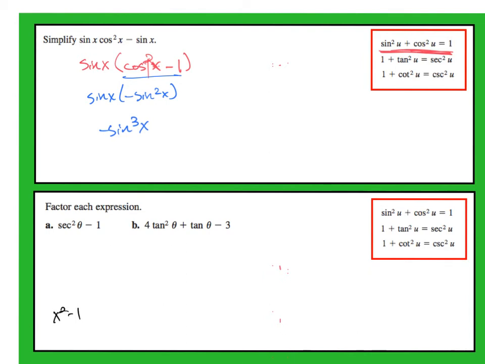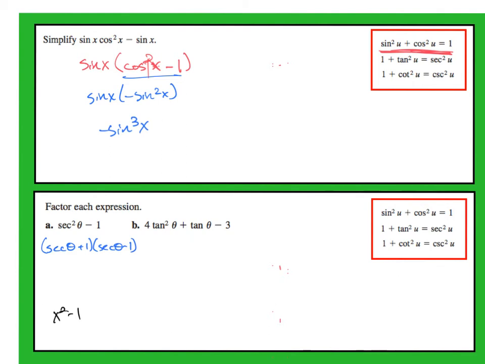Can you factor x squared minus 1? What does it factor to? X plus 1, x minus 1. But instead of x's, now what do we have? Secant. So now I have secant theta plus 1 and secant theta minus 1. And for right now, that's all we're going to do with it. All right. Soon we're going to solve it when it actually has an equation. But right now, we're done.